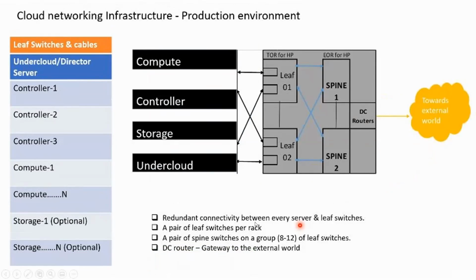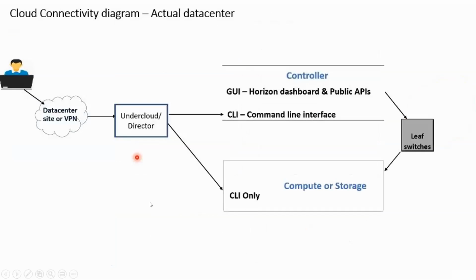We have redundant connectivity, especially for the controllers. For the enterprise class servers, there is redundant connectivity, redundant cards, redundant storage, and things like that. For commodity, it may not be really necessary. A pair of leaf switches per rack. So in other words, a pair of switches per rack, just in case one switch goes down, the other handles it. A pair of spine switches and a gateway to the external world, to get the external traffic from the external world into the internal world.